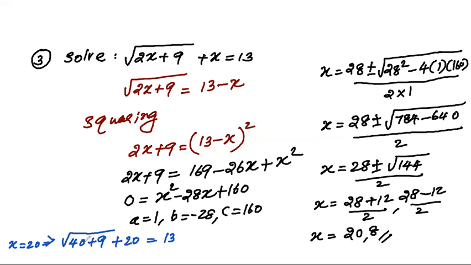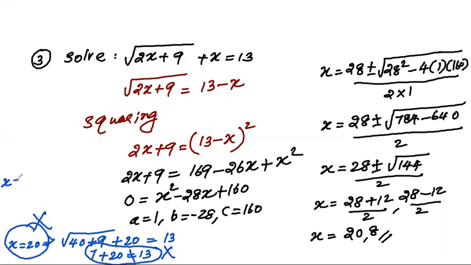But one thing is that 40 plus 9 is 49, root of 49 is 7. So 7 plus 20 is equal to 13. See, this is not correct. 27 is not equal to 13, right? So x is equal to 20 should be eliminated. Then we will check the other value, x is equal to 8.